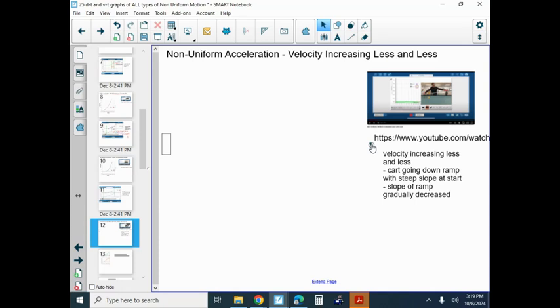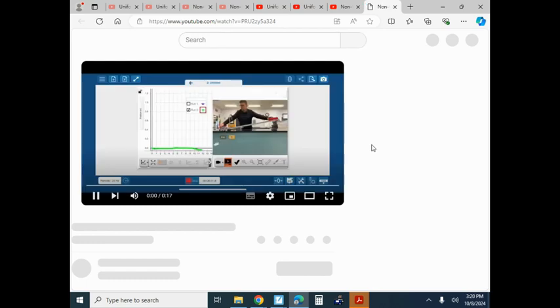Keep going, seeing the motions and seeing the graphs. Hopefully the idea is that seeing it and seeing the graph helps establish that connection in your mind. So we're looking for velocity increasing, but less and less. What's going to happen in this one is we're going to have a cart going down a ramp with a steep slope at the start, speeding up, starting from rest, but then the slope of the ramp is going to decrease as I go. So it's going to be speeding up, but by less and less.